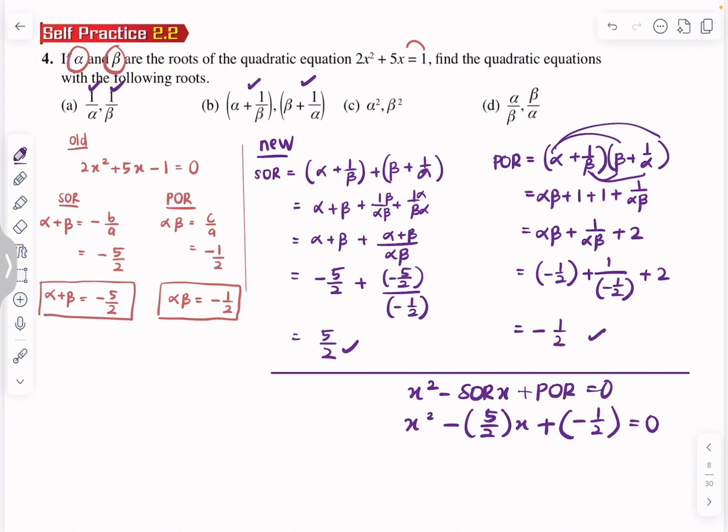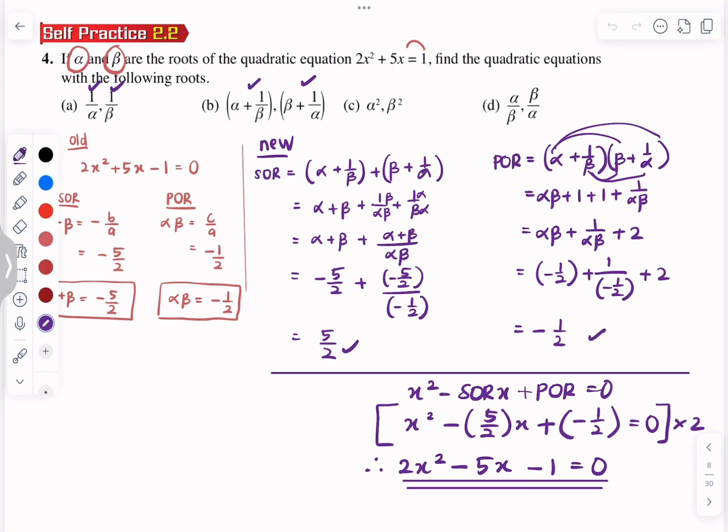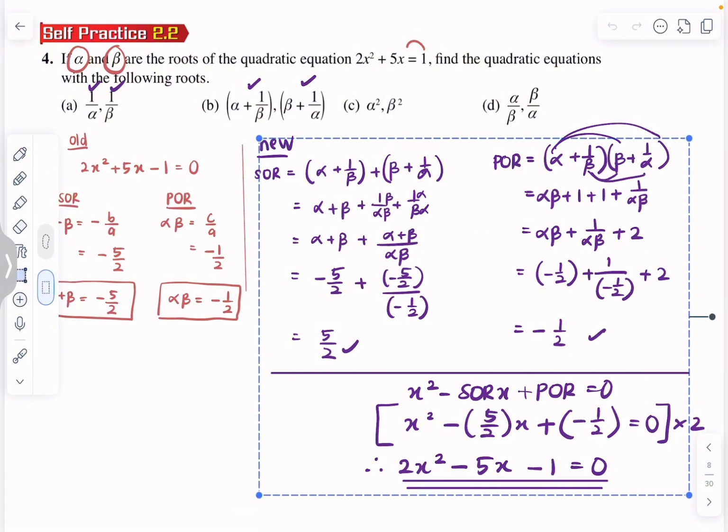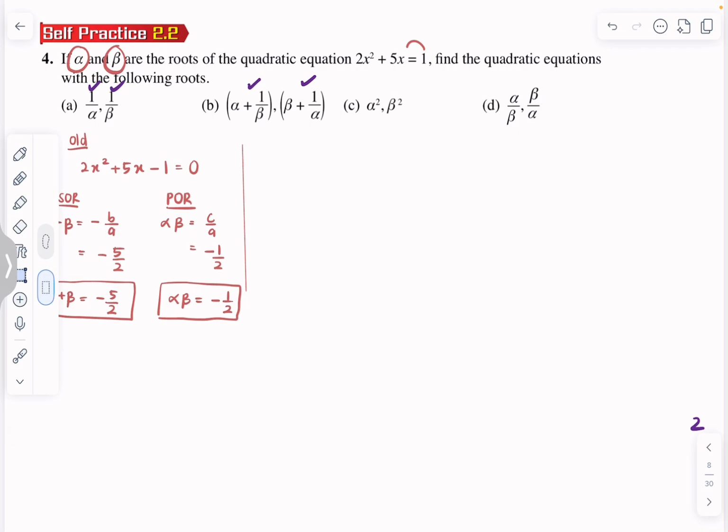So for the whole equation, we want to get rid of the denominator, so we can times the denominator. So we'll get 2x square minus 5x minus 1 equals 0. Done. That's it. This is question B. Okay, let's continue. So let's look at C.